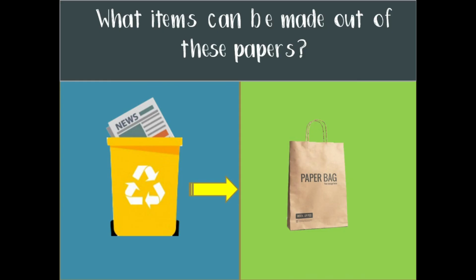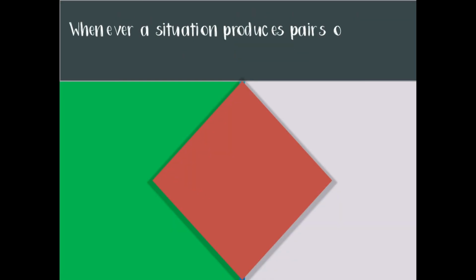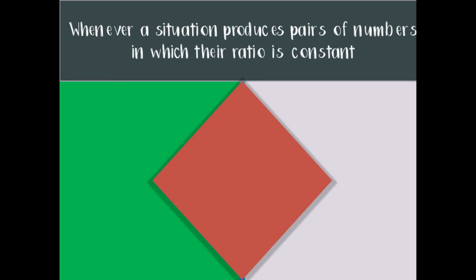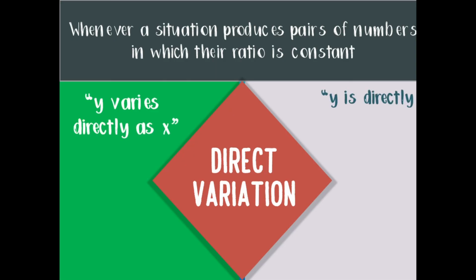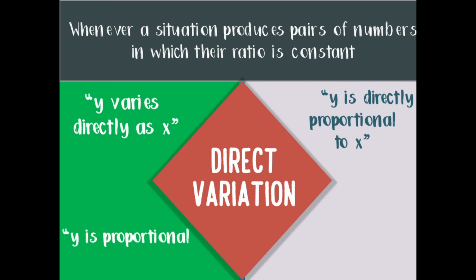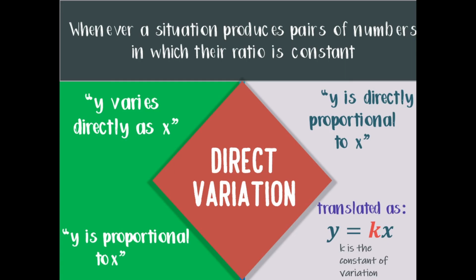Whenever a situation produces pairs of numbers in which the ratio is constant, it is called direct variation. Direct variation can be stated verbally in 3 different ways. Y varies directly as X. Y is directly proportional to X. Y is proportional to X. And translated in a mathematical equation as Y equals Kx, where K is the constant of variation.